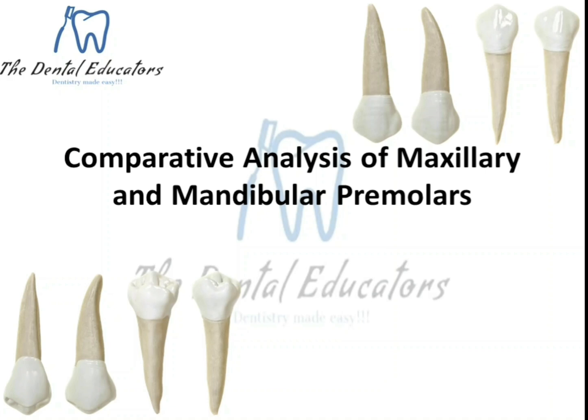Today, we will go through the comparative analysis of the maxillary and mandibular premolars. In each quadrant there are 2 premolars. As we have 4 quadrants, in total we have 8 premolars in a healthy oral cavity. Let's compare the different aspects of all premolars in the maxillary and mandibular arch and identify the similarities and differences between them.